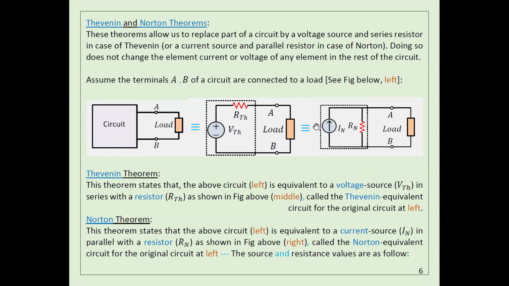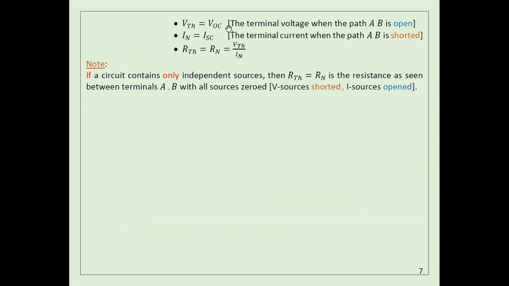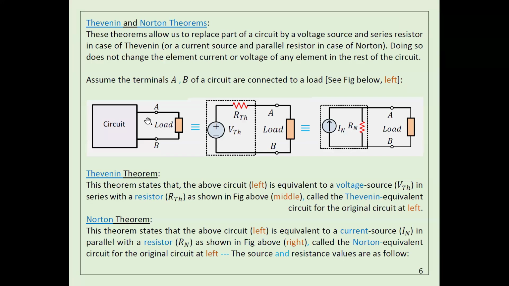More importantly, here I also explained how you can get the V Thevenin. Last time, I told you that you have to open here, and then you have to calculate what we call VOC. VOC means the voltage across the open circuit. So once you open the circuit here, I want to get the voltage here. This is V Thevenin. You have to use the theorem I explained to you before to get the voltage here, and this should give you V Thevenin.